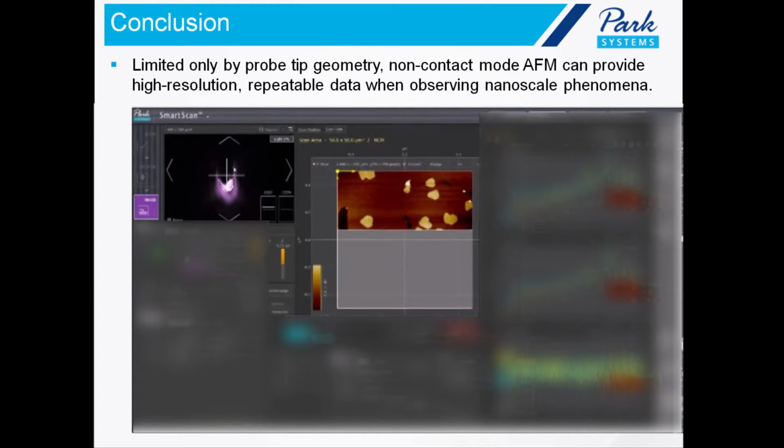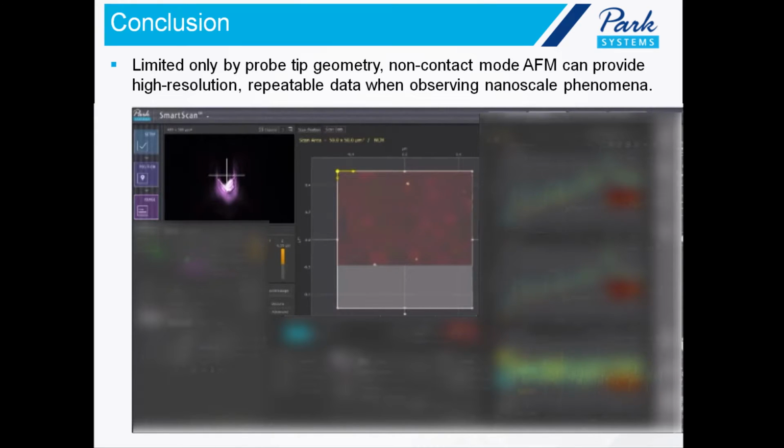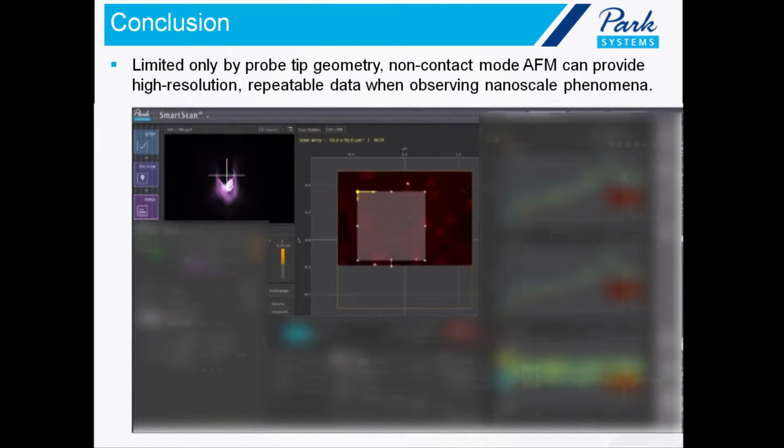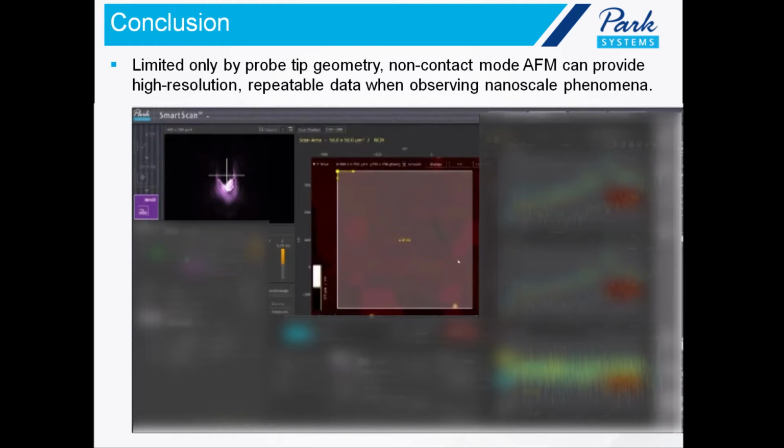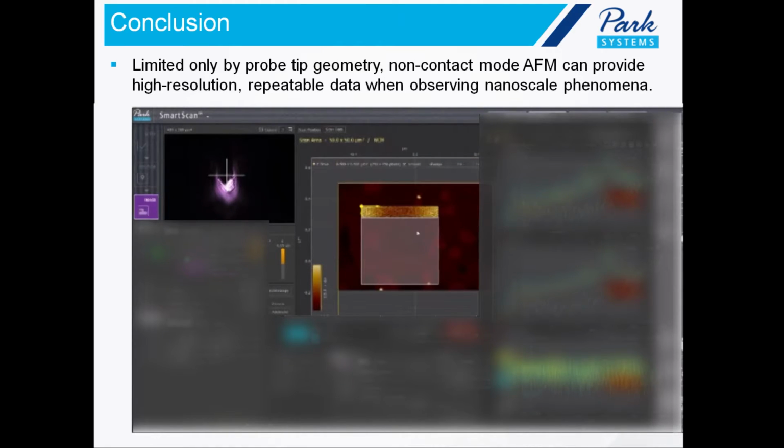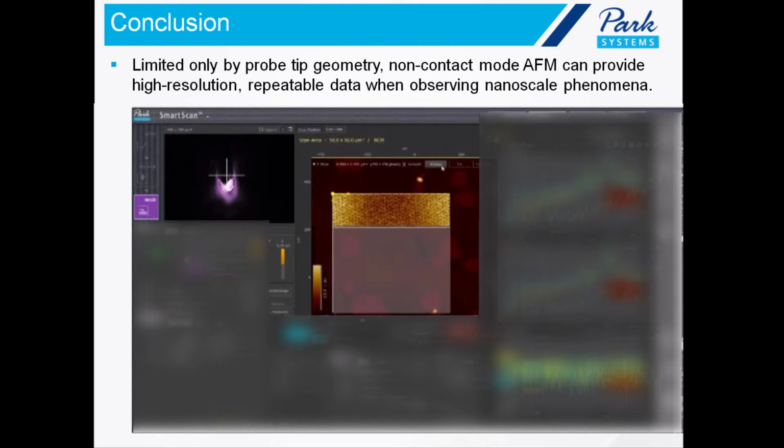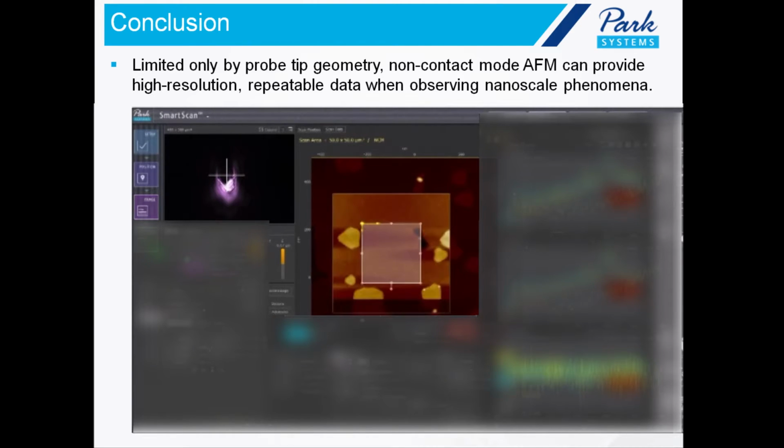Okay, so this is basically my last slide, and this is a shorter session than we normally run for our webinar series. I just wanted to conclude by reiterating that we're only limited by probe tip geometry at this point, and non-contact mode AFM can definitely provide high-resolution, repeatable data when observing nanoscale phenomena, such as the superlattice Moiré fringe pattern. Okay, so with that, I am going to go ahead and open it up to questions.